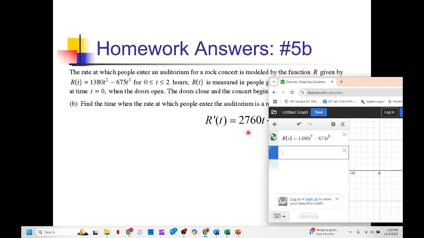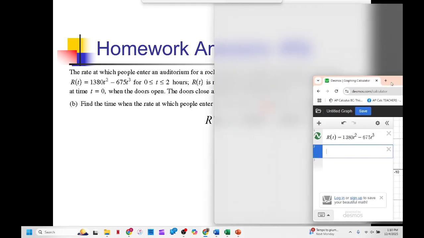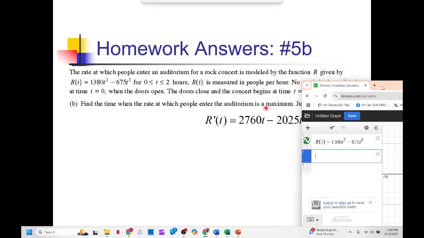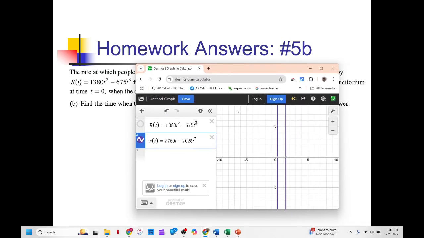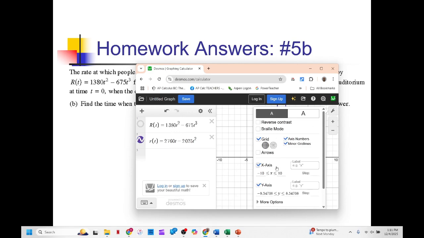So going back in here, I need a new function for this. I'm just going to call this little r so I don't mix it up with the other one. I can't call it r prime yet. So let me do little r of t equals 2760t minus 2025 t squared. Let me unselect this first one, and let's graph this out now. This was on the interval from 0 to 2, so let me do like negative 0.5 to positive 2.5 to focus in.